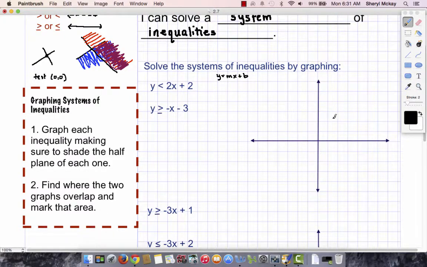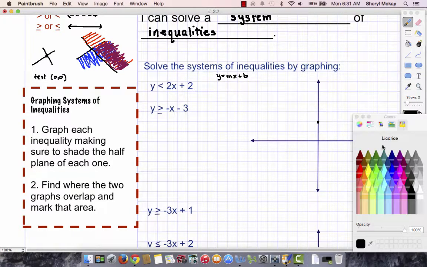All right, so let's go ahead and get started. y is less than 2x plus 2. So to graph this line of y equals 2x plus 2, I'm going to go ahead and graph my y-intercept, which is 2. Let me use a different color.